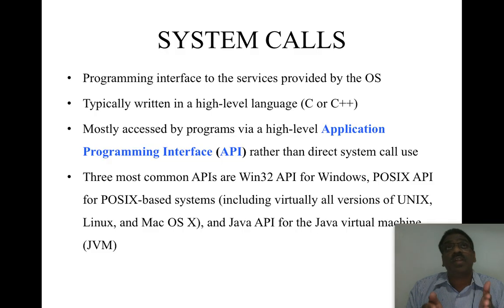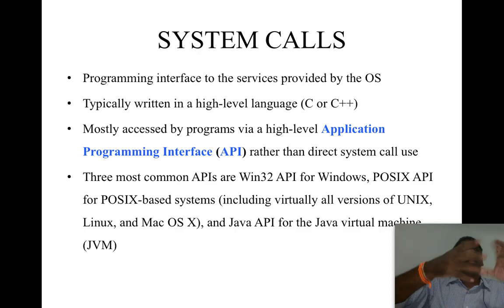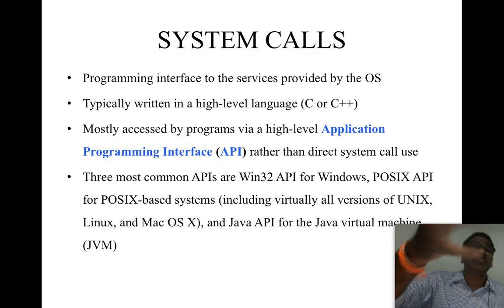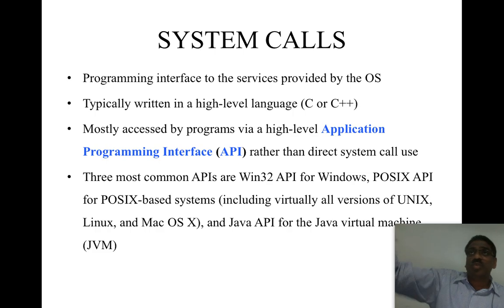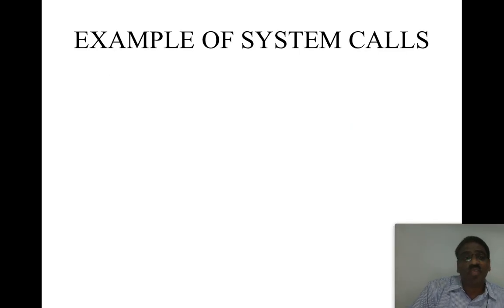Because if it were not there, customization of things would be impossible. They provide the resources and you use them, but customizing is not provided. Through the application programming interface, you can do that. Customizing things is also possible. That's why system calls are one of the most important things.